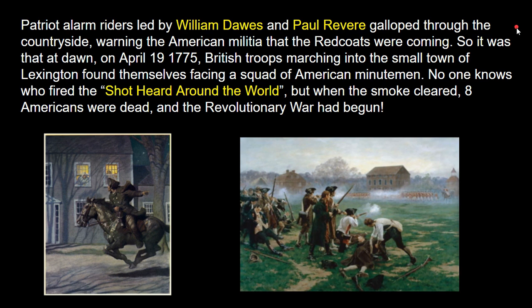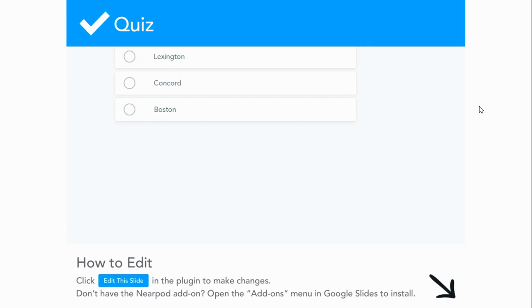Patriot alarm riders, led by William Dawes and Paul Revere, galloped through the countryside, warning the American militia that the redcoats were coming. So it was that at dawn on April 19th, 1775, British troops marching into the small town of Lexington found themselves facing a squad of American Minutemen. No one knows who fired the shot heard around the world, but when the smoke cleared, 8 Americans were dead and the Revolutionary War had begun. So answer your questions, please, and I'll see you again on the next slide.